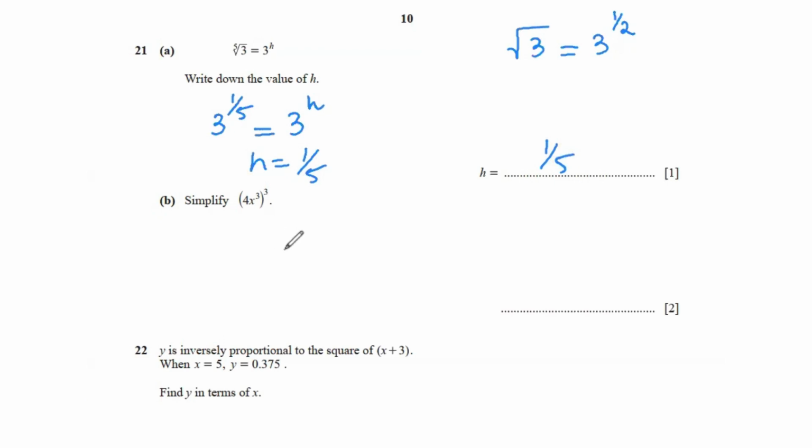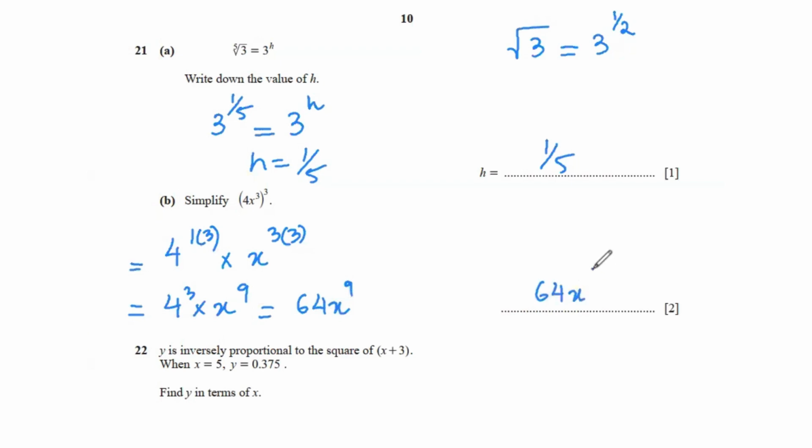Then part B says simplify (4x cubed) whole cubed. So whenever there's a power outside the bracket and inside the bracket, we multiply the powers. And for 4, since every whole number has a power of 1, you multiply 1 with 3. And over here, x with 3 and 3 over here. So that's 4 cubed times x to the power of 9. 4 cubed is 64. So 64x to the power of 9 is your answer.